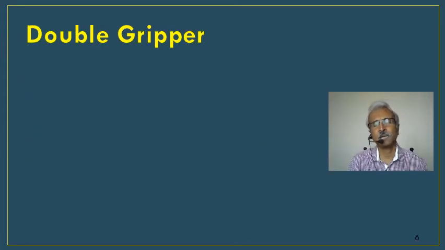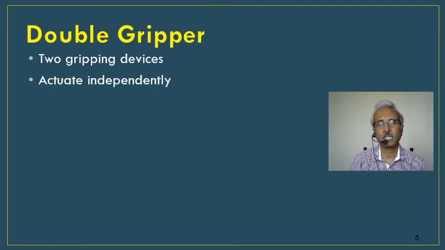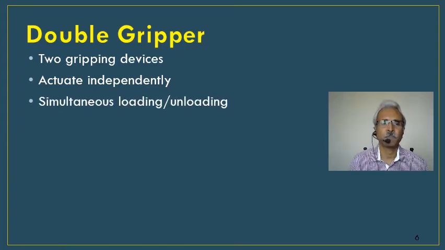So next is a double gripper. So why do we need a double gripper? There are 2 gripping devices, and they can actuate independently. Of course it depends upon the design whether they act simultaneously or whether they can act independently. That depends upon your requirement, and it can be used for simultaneous loading and unloading.